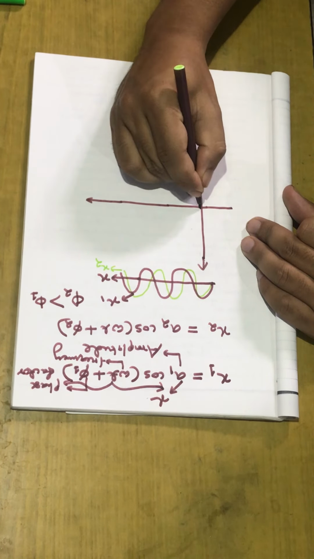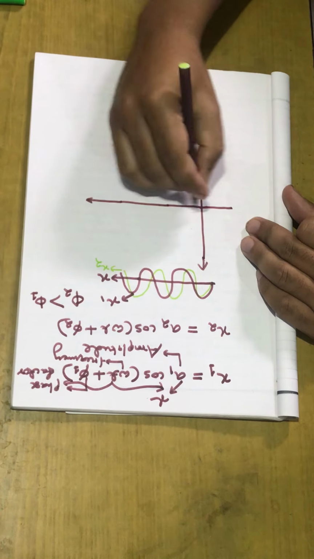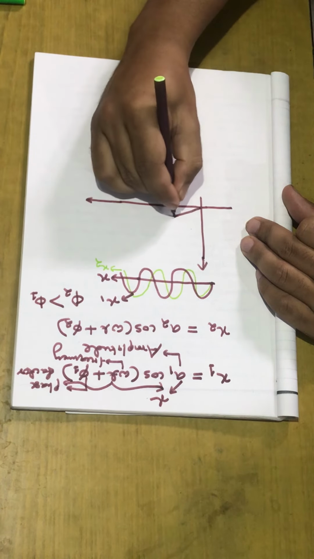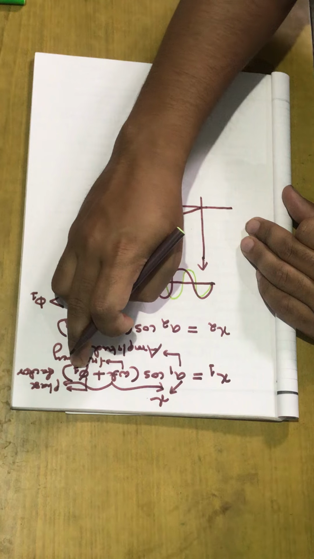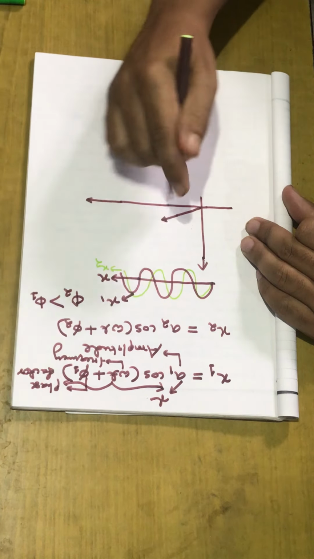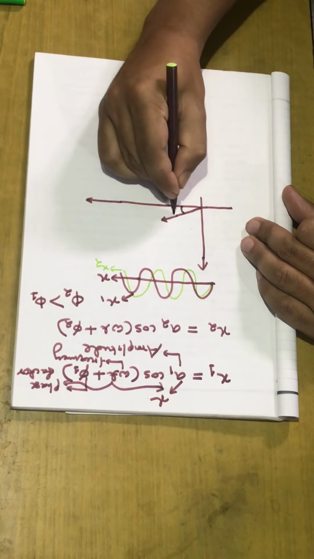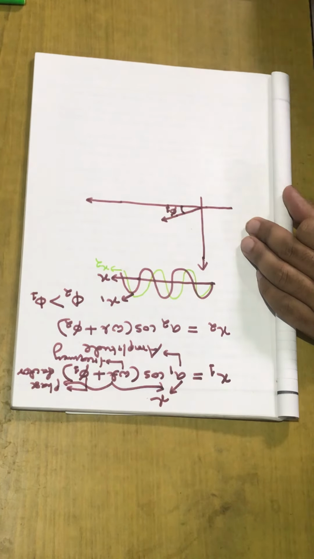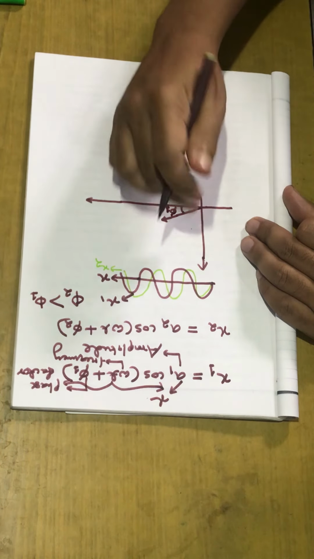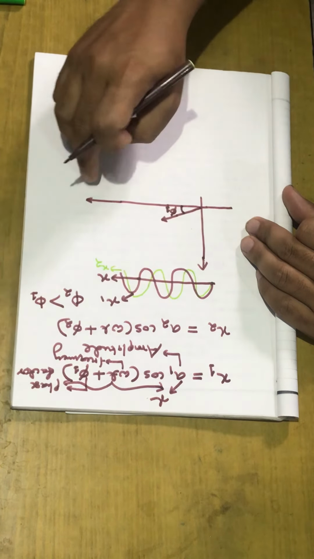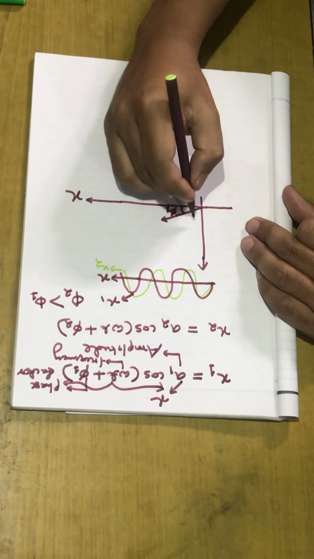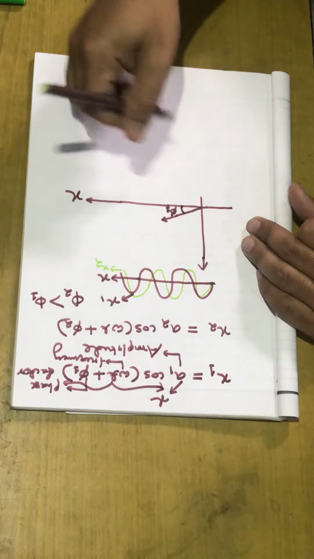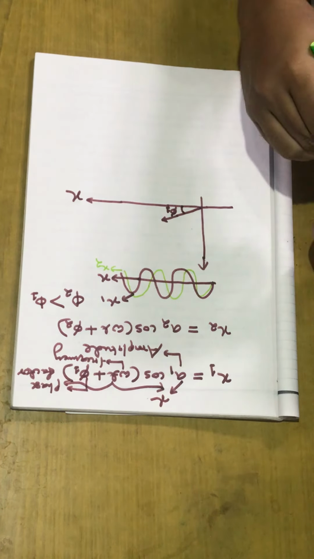Suppose this is our A1. How much angle is A1 making with the x-axis? Phi 1. As I have already told you in the last presentation, this is phi 1. And how much angle is A2 making with the x-axis? Suppose this is x. Phi 2. So let's plot it like that. This is phi 2.